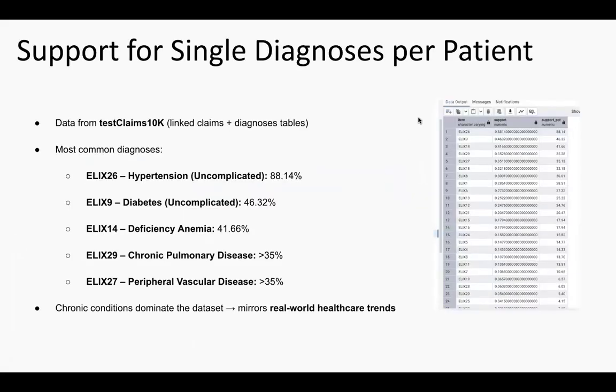So, support for single diagnosis per patient, I was able to use the data from these two, and I linked the claims code plus a diagnosis table. And these were the most common diagnoses I was able to get from my code. And this is how it outputs the code. It shows the numeric amount of how many people have this and the percentages that are diagnosed. Chronic conditions dominate the data set, mirroring real-world healthcare trends.